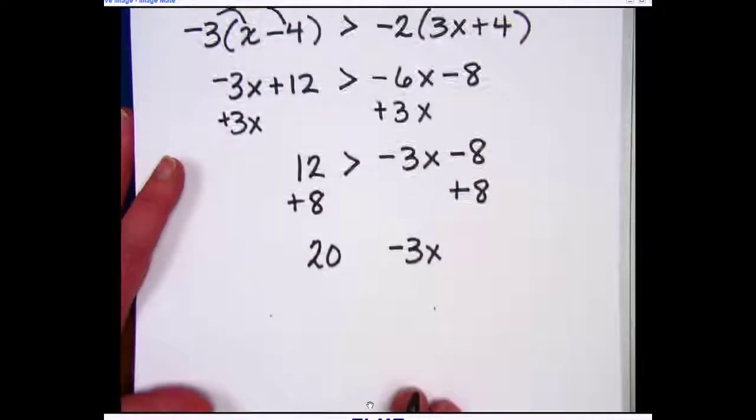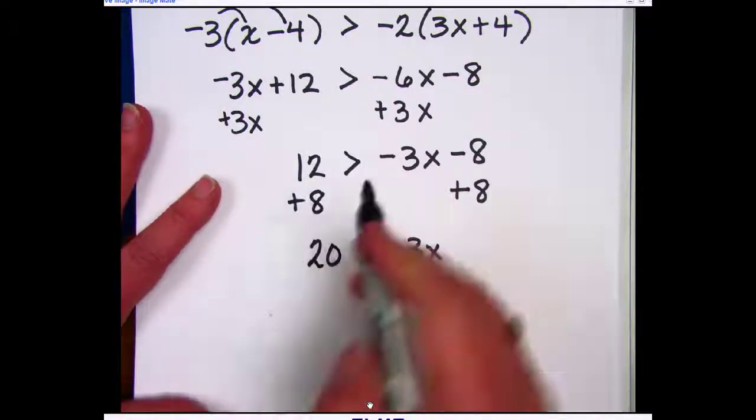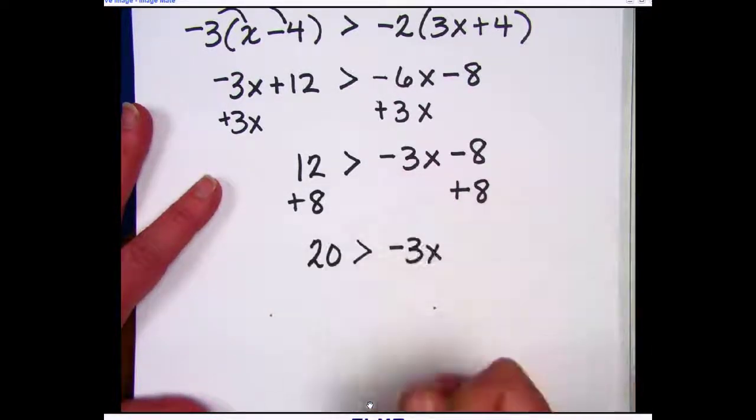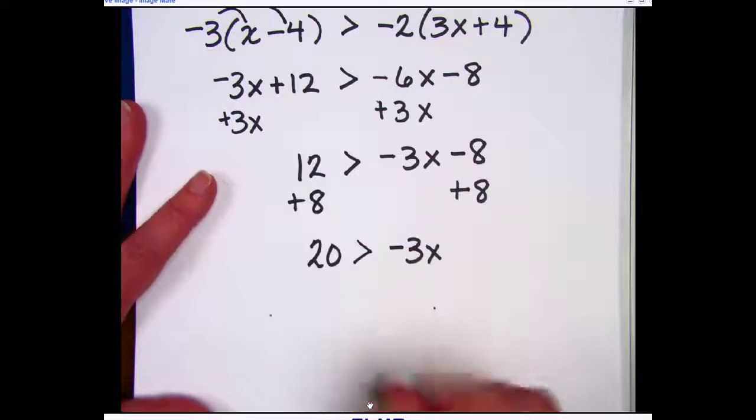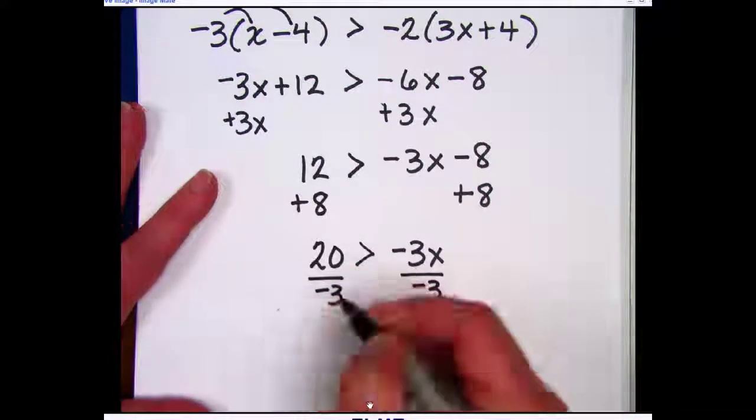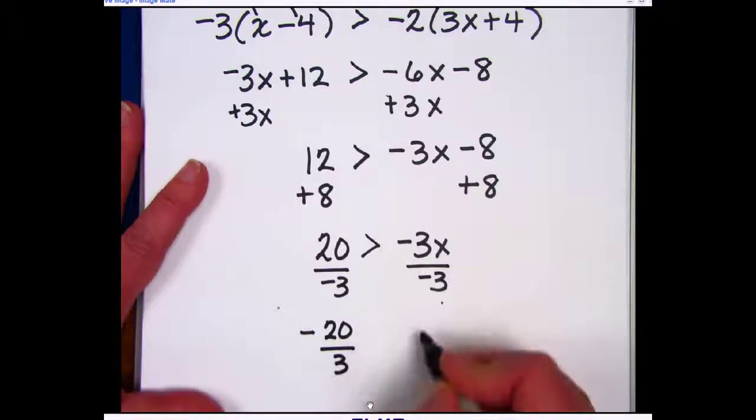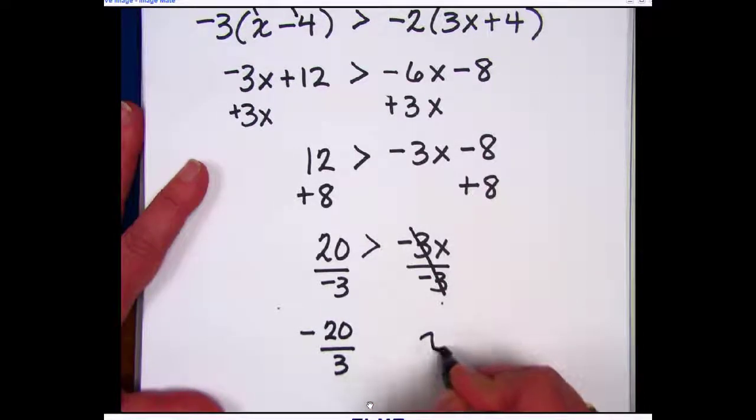Does my rule come into play? No, I added 8. It only comes into play when we multiply and divide. For my last step, I'm going to divide by negative 3 on each side. Here, this is just negative 20 over 3. These cancel out and leave me x.